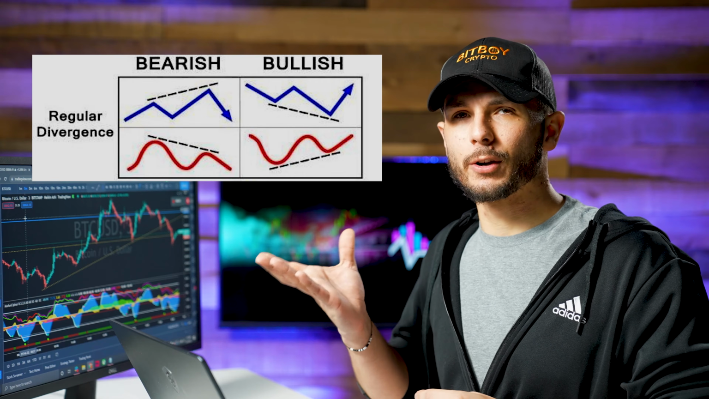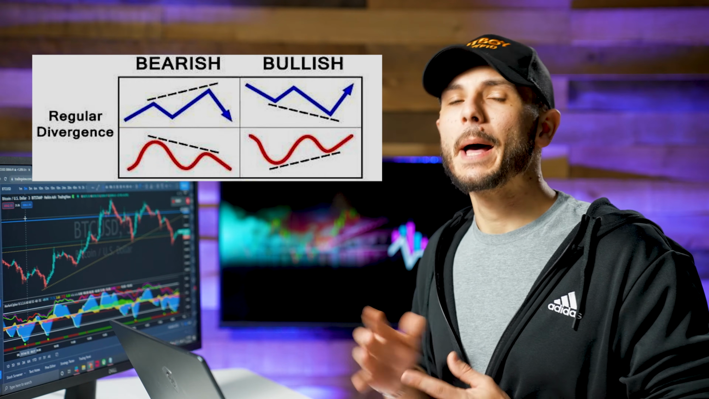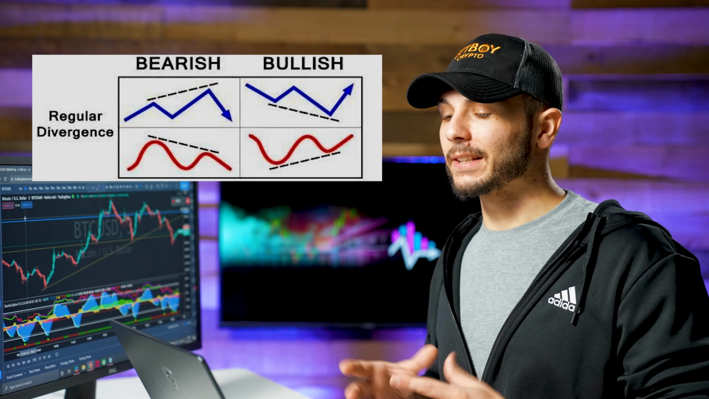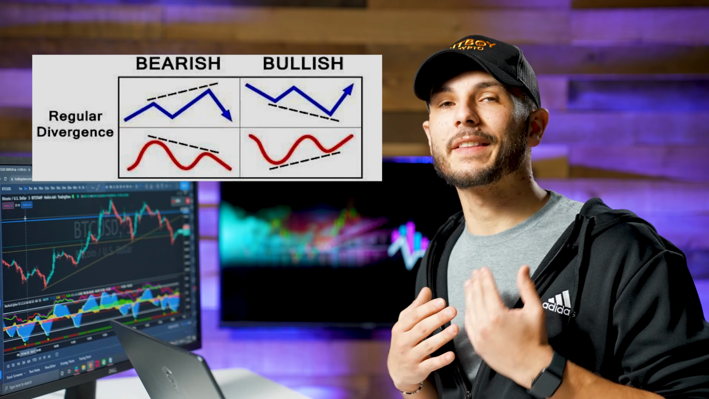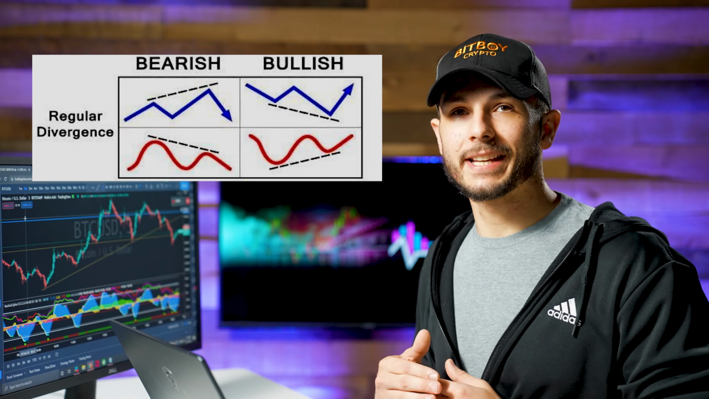So today, we're going to be talking about divergences. I'm going to pull up a graphic here so you guys can get a little bit of a visual aid, but a divergence is basically when you have price movement going in the opposite direction of your indicator. In this case, I'm going to be using Market Cipher B.